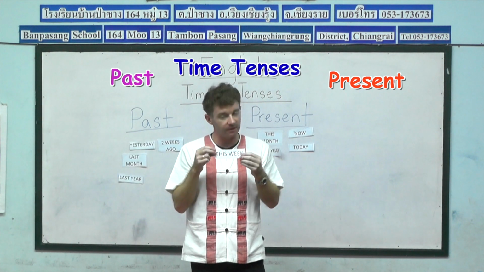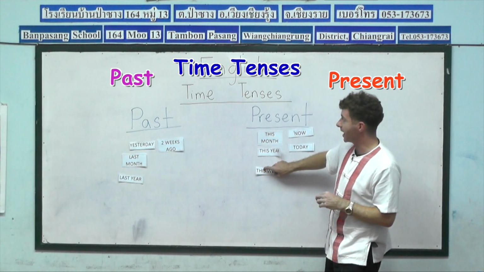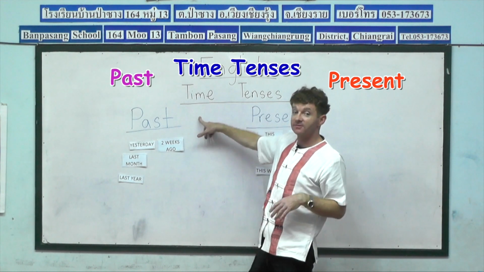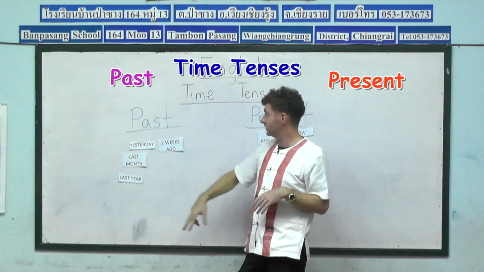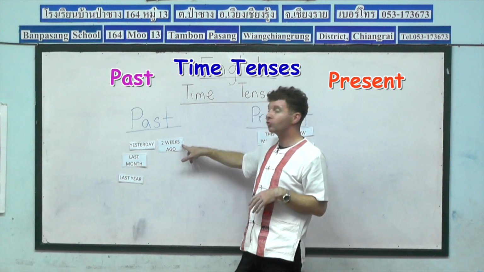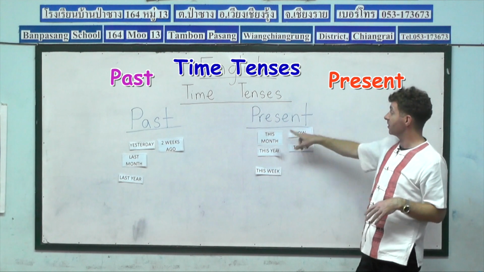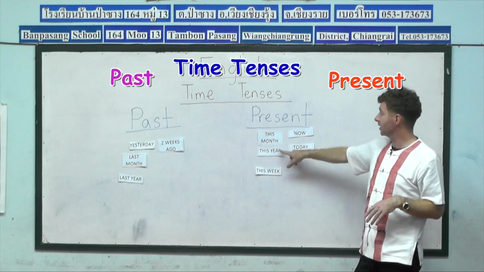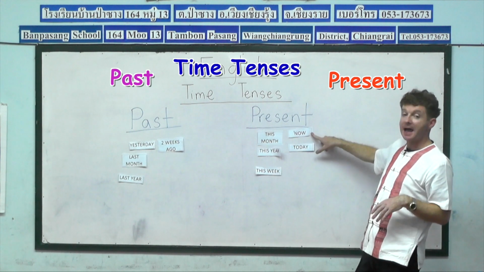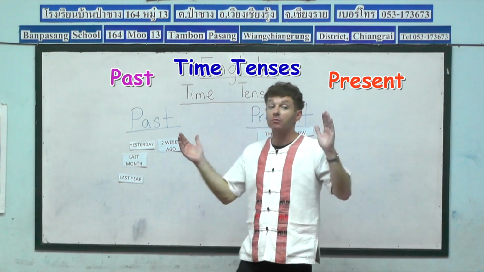There's that word. This, we always know, is in the present. So there you go, guys. That's the exercise from the previous lesson to help us remember. Past: yesterday, last month, last year, 2 weeks ago. And for the present: this month, this year, this week, now, today. Yes, excellent, guys. That was very well remembered.